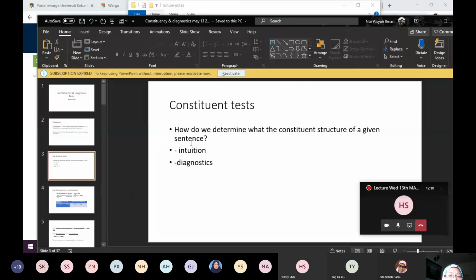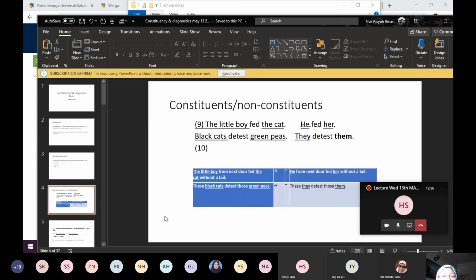And then we talked about how we can do constituent tests. And how do we do that? We can do it by just giving our judgments, which is intuition, or we can do some testing. So today we're going to talk about testing. So from this example, you can see why we consider something as a constituent and why not a constituent.